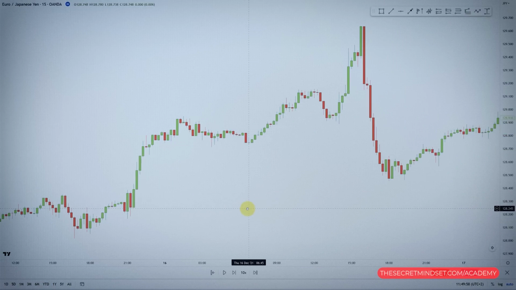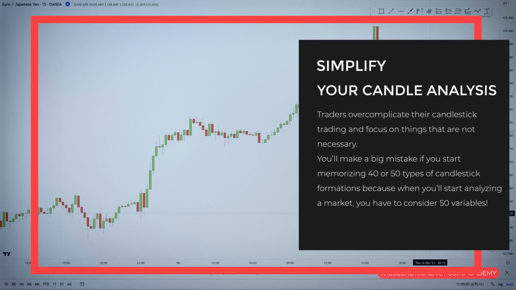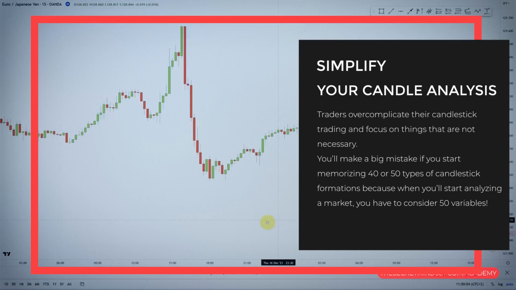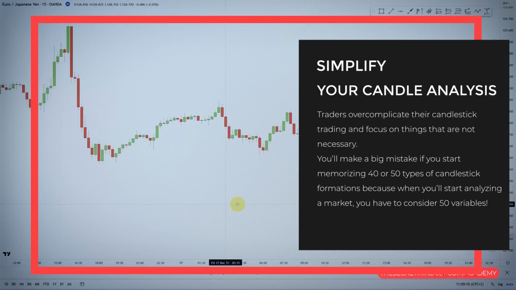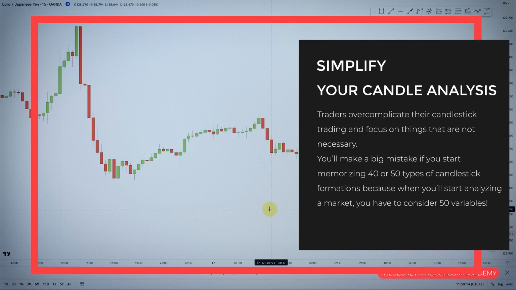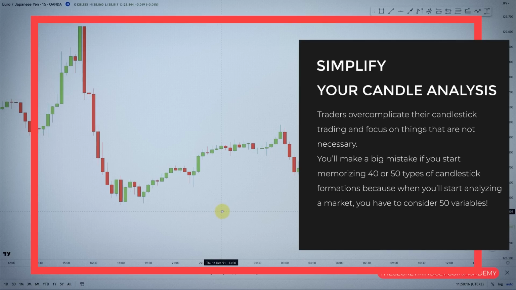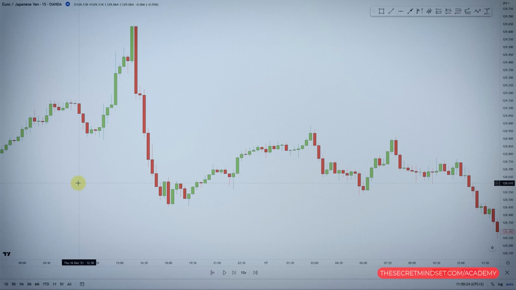What traders do is overcomplicate their candlestick trading and focus on things that are not necessary. You'll make a big mistake if you start memorizing 40 or 50 types of candlestick formations, because when you start analyzing a market, you'll have to consider 50 variables before making a decision. So let's simplify candlestick trading. Among the dozens of candlestick formations, there are 6 basic candlestick types.